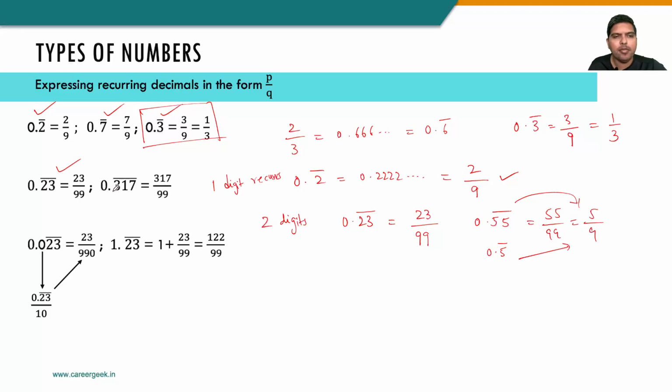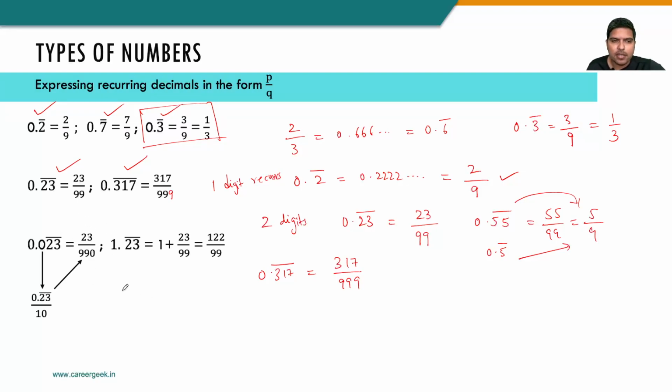Now the same, if three digits repeat, one more 9 has to come here. 0.317 bar is 317 upon 999. I hope this is clear how to convert the recurring decimals or the repeating decimals into p by q form.